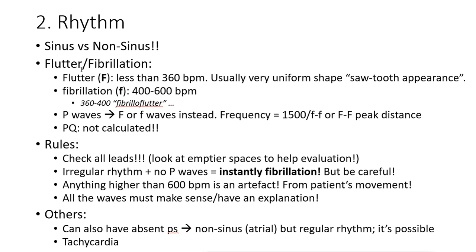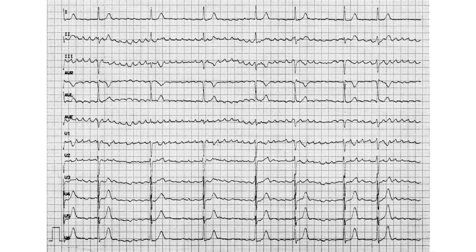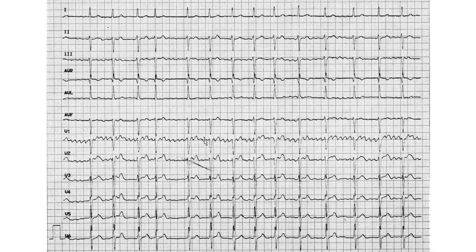Flutter and fibrillation both look like a rapid chain of waves. Flutter looks quite uniform, while fibrillation looks quite chaotic often. Flutter has a typical sawtooth appearance. What do I mean by sawtooth? Look at this, for example. Look how uniform it looks, right? This is as opposed to fibrillation, where it looks quite chaotic, all over the place.